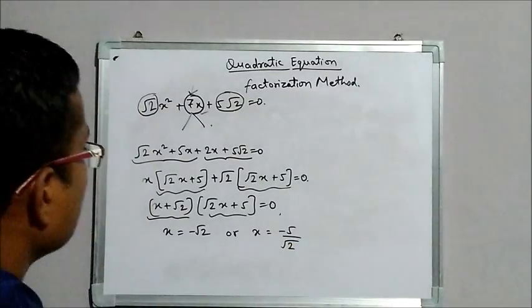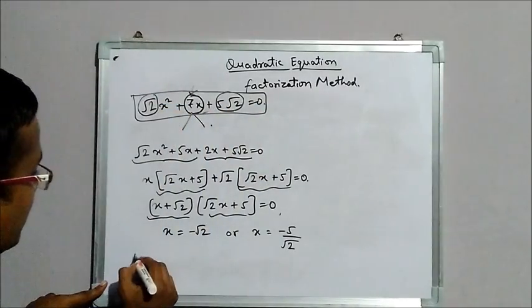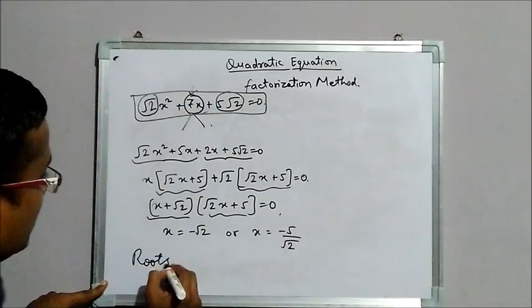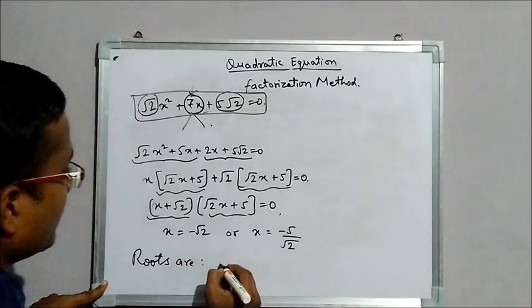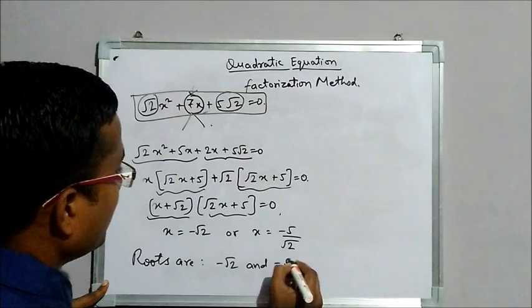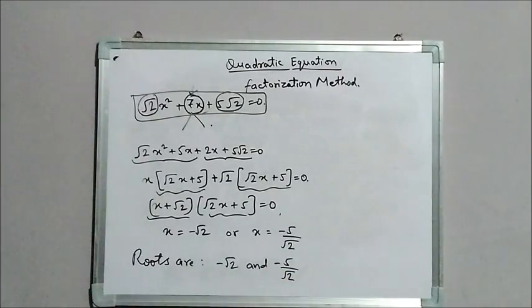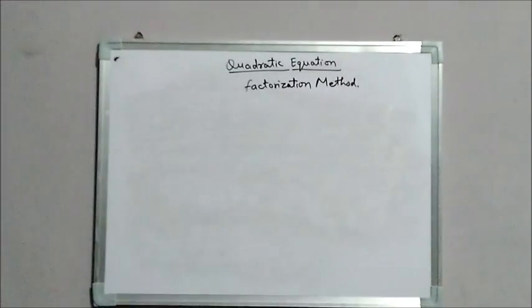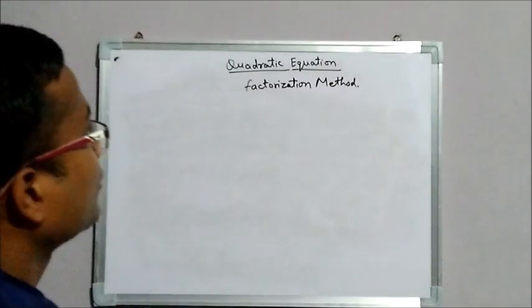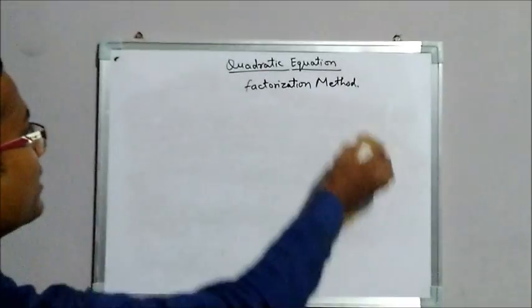So the roots of this quadratic equation are minus root 2 and minus 5 by root 2. Now we find the roots of a quadratic equation using Sridharacharya's formula.